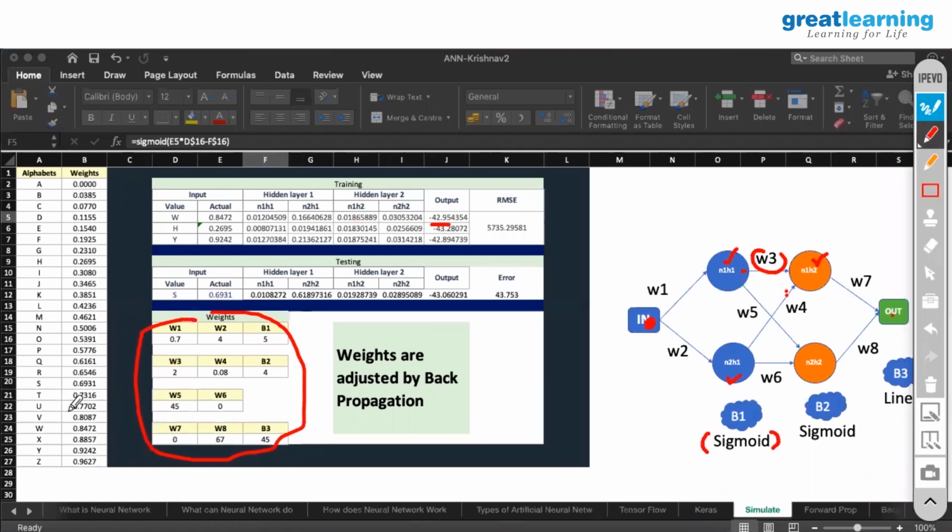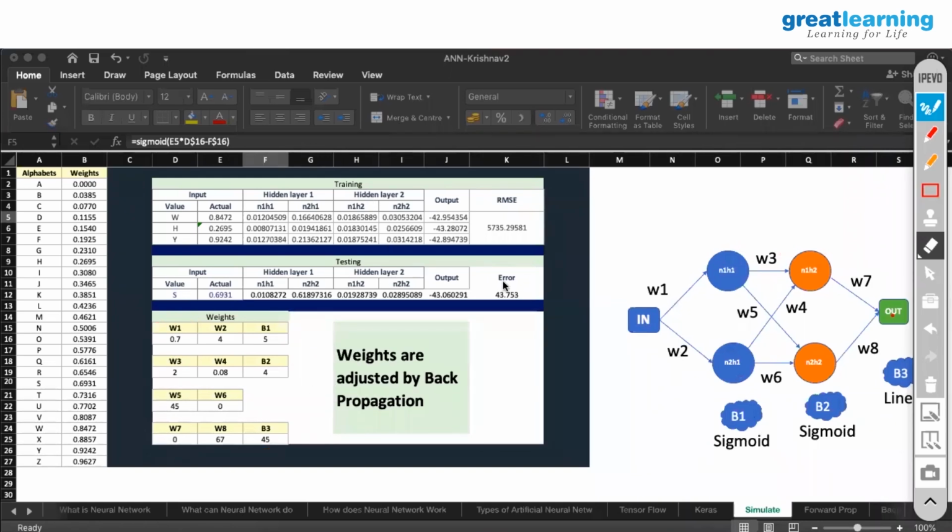Agreed? Everybody agrees to that? The weights are causing this issue. Right? So what should we do now? If the weight is responsible for causing this issue, we are supposed to go back and change the weights. Now, how do we do this? In neural networks, we call it back-propagation.